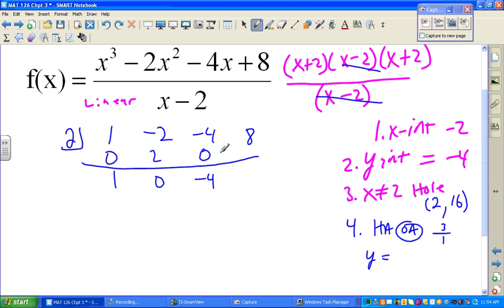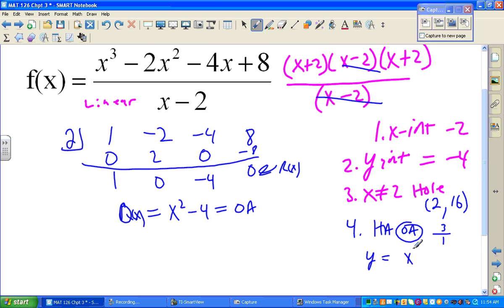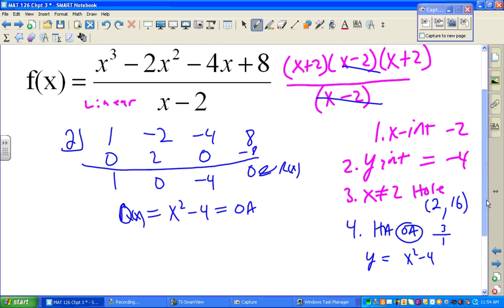-4, -8, -8, 0. That leaves me with x squared minus 4. That is my remainder. Oh, I'm sorry, that's my quotient. My remainder is 0. Okay? But we know it's a hole in the graph because we already took that out. So there's my oblique asymptote. You can do that with linear functions. You'll get the same thing, x squared minus 4. Okay? Now you have to see if it crosses.